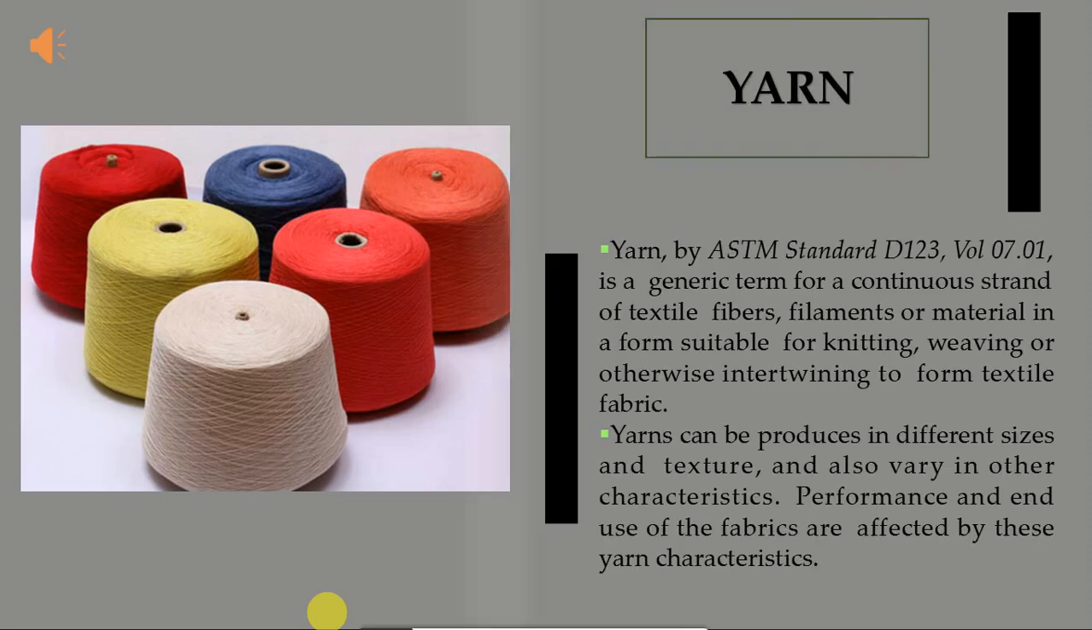Yarn, by ASTM Standard D123, Volume 07.01, is a generic term for a continuous strand of textile fibers, filaments or material in a form suitable for knitting, weaving or otherwise intertwining to form textile fabric. Yarns can be produced in different sizes and texture, and also vary in other characteristics. Performance and end use of the fabrics are affected by these yarn characteristics.